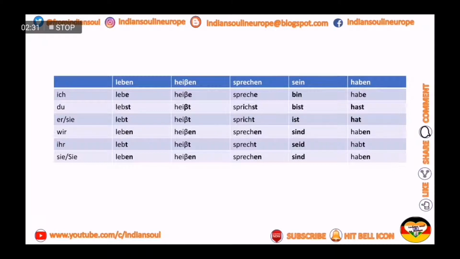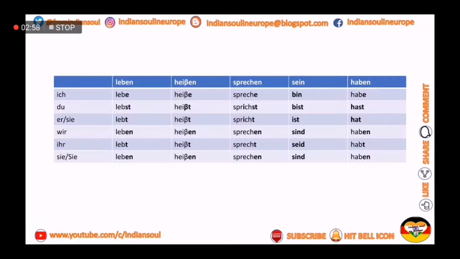That's why they conjugated heiße like leben, only an E is added, and instead of adding three S they added only two S, and it's heißt. And then: heißt, wir heißen, ihr heißt, and sie heißen. So this is nothing to worry about for you.